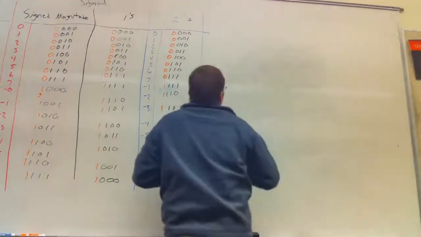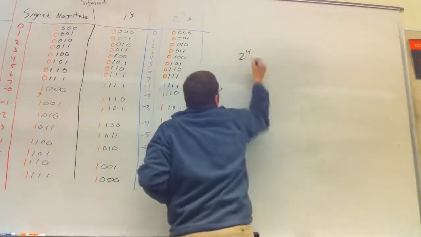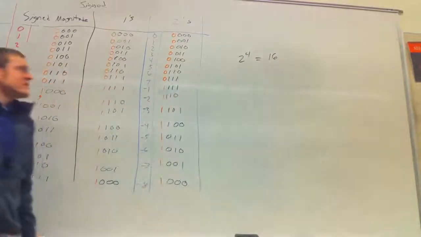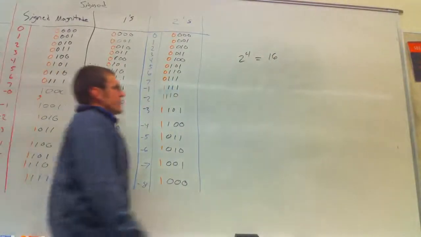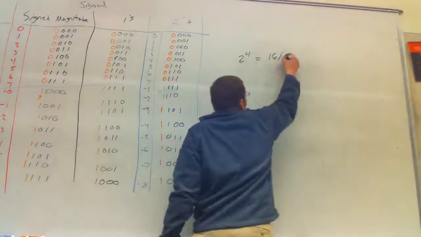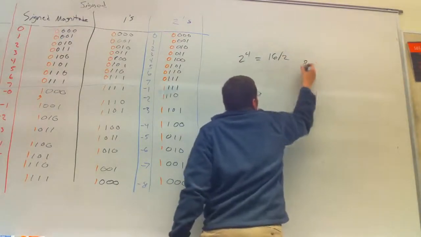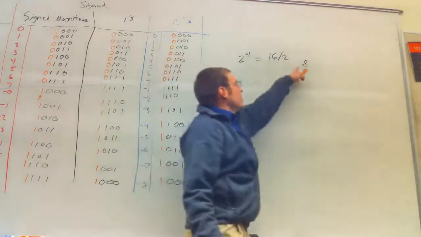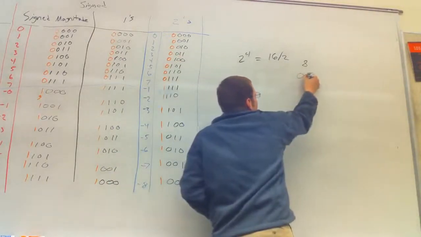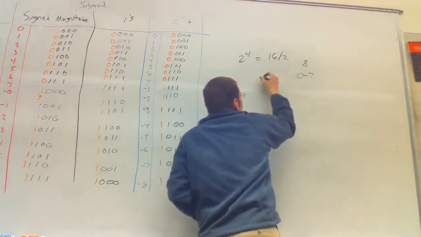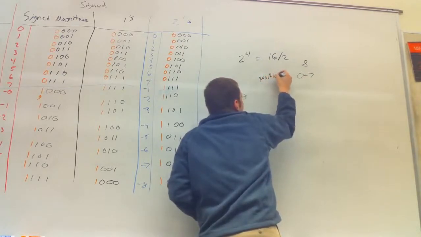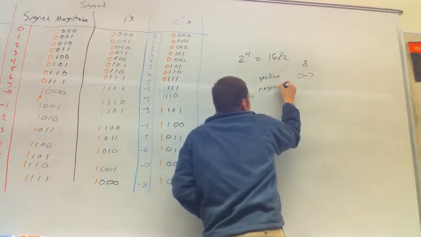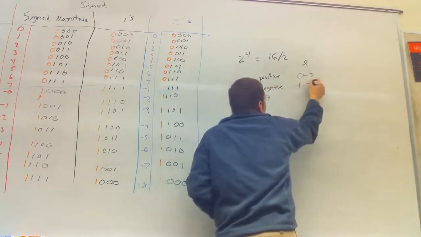The best way to do it is to say, okay, I have 2 to the 4, so that gives me 16 unique values, right? What I know is that if I divide it by half, I get 8 for each sign. But we account for 0, so I'm going to get 0 to 7 for positive values, and for negative, we're going to get -1 to -8.